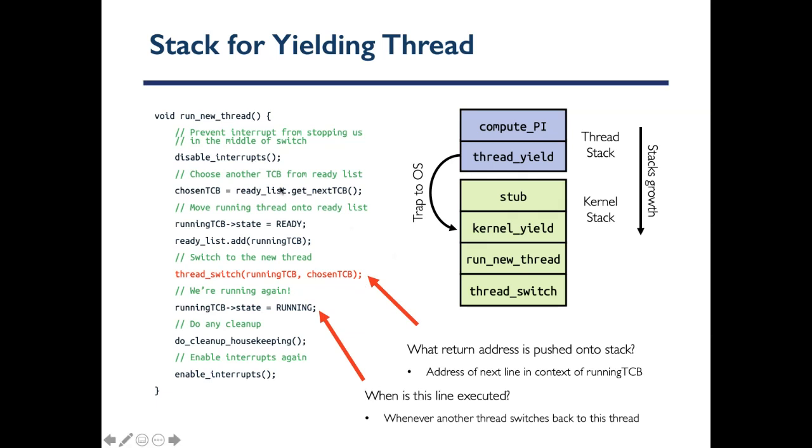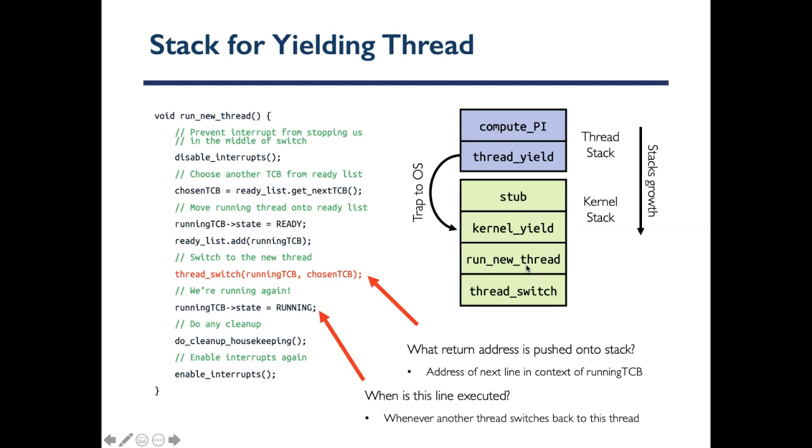So talking about this code here, this is how we yield. When a thread yields, we trap to OS, we start running the system call, kernel yield, and then this system call is going to call run new thread, and then run new thread is going to call thread switch.